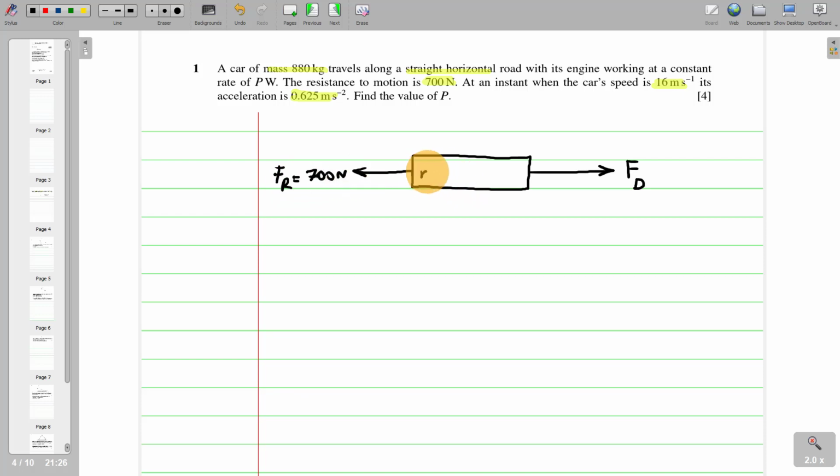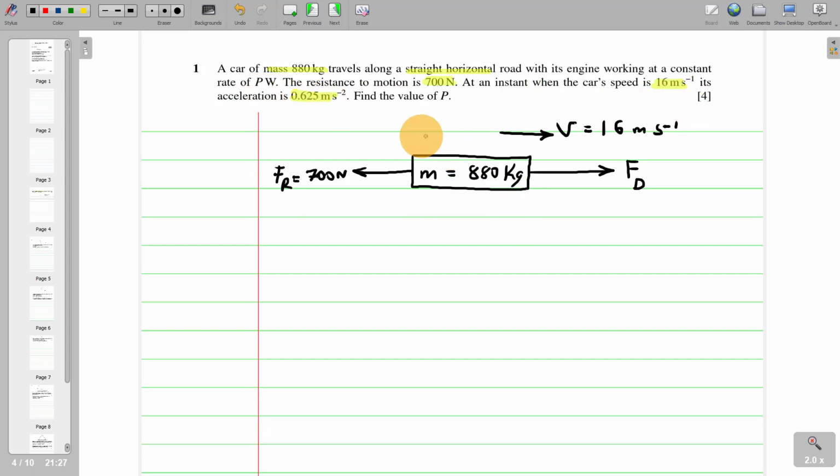There is the mass of the car. It is 800 kilograms. And we are given that at a certain instant of time, the car's speed is 16 meters per second. So we're just going to indicate this one with this. V is 16 meters per second. Its speed is that much when its acceleration is this much.